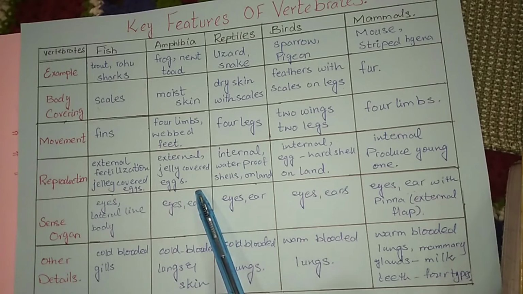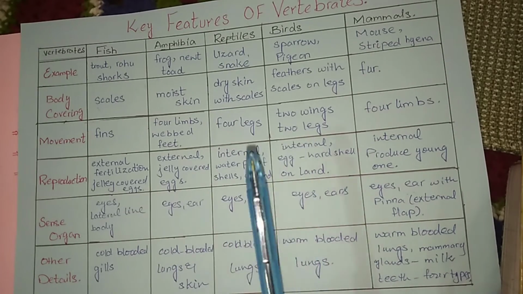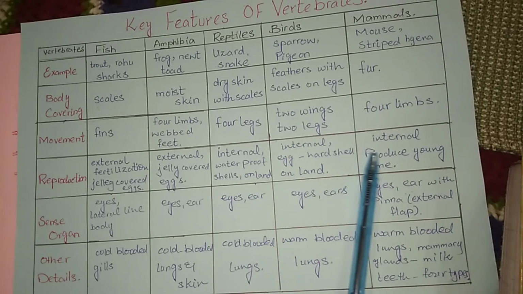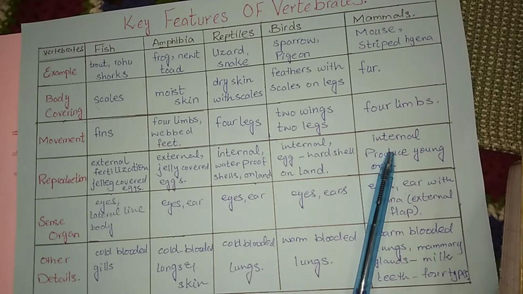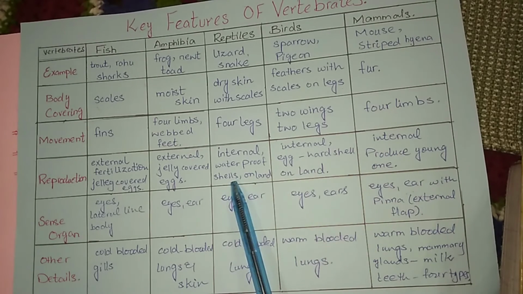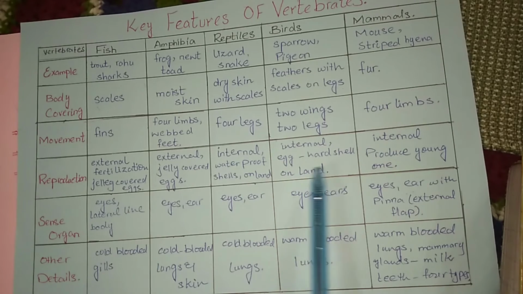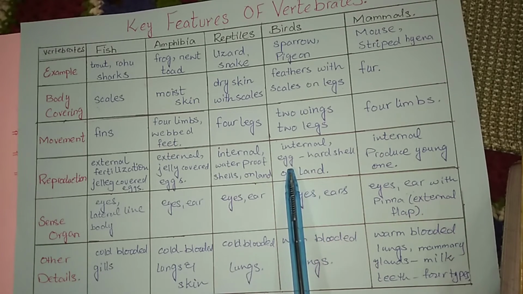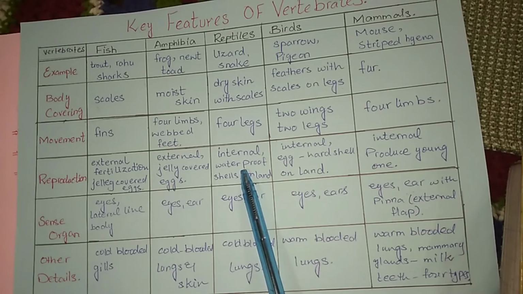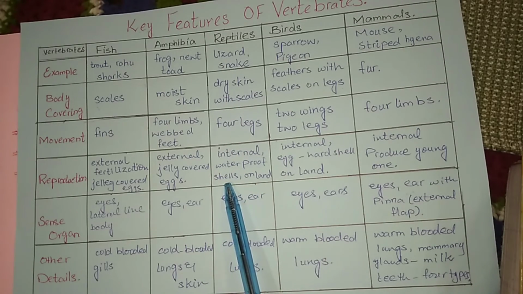Okay, like very soft. So reptiles, birds and mammals, these all three have internal fertilization. Internal fertilization means that the eggs and sperms fertilize in the body of the female. Then the eggs are hatched outside on land, and they have a hard shell. Eggs have an outer hard shell, and in reptiles the eggs are waterproof.